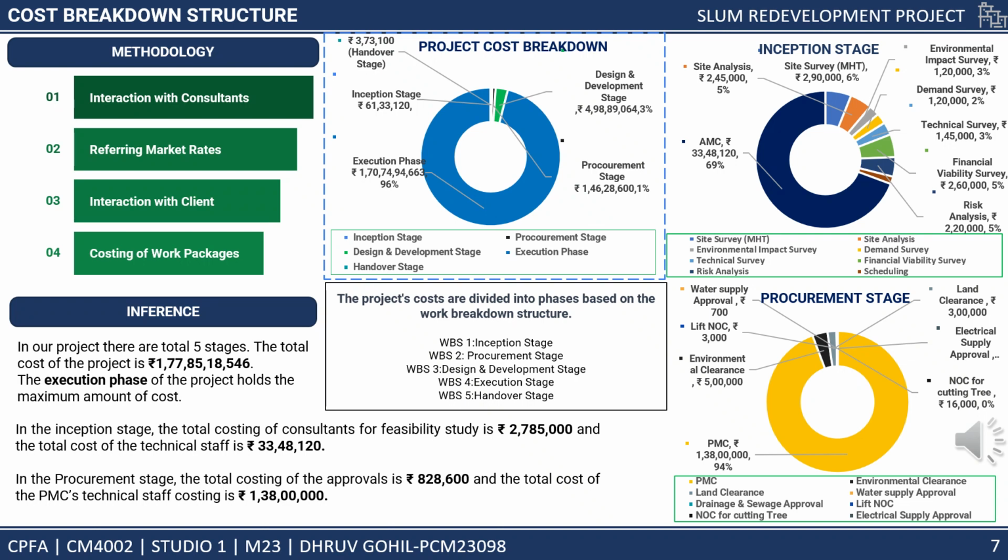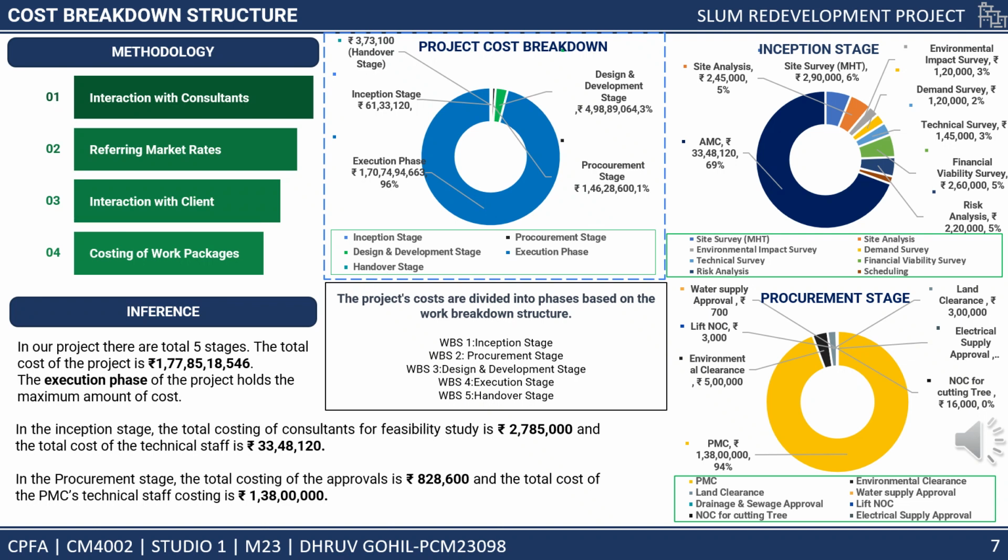The methodology followed in the current assignment was majorly based on interaction with the stakeholders. The process started with the interaction with the consultant and analyzing their cost. The costs were further confirmed by the client to ensure that the estimated cost is proper. We have divided our cost breakdown structure into 5 phases, namely inception phase, second procurement phase, third design and development phase, fourth execution phase, and fifth closeout phase.